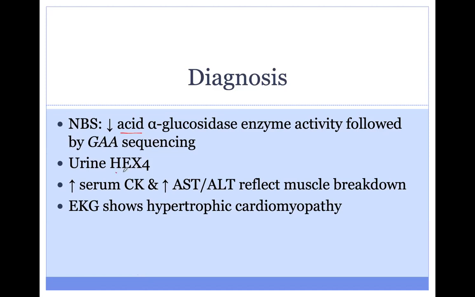Urine Hex4, we've already looked at this. We know it's an oligosaccharide composed of short chains of 4 glucose monomers strung together. And then other labs, so the serum CK, creatine kinase, as well as increased AST and ALT can be identified oftentimes in patients with Pompe disease, and this reflects the increased muscle breakdown that you see in these patients. And then finally, if you were to do an EKG on a patient with early onset Pompe, you'd expect to see hypertrophic cardiomyopathy.